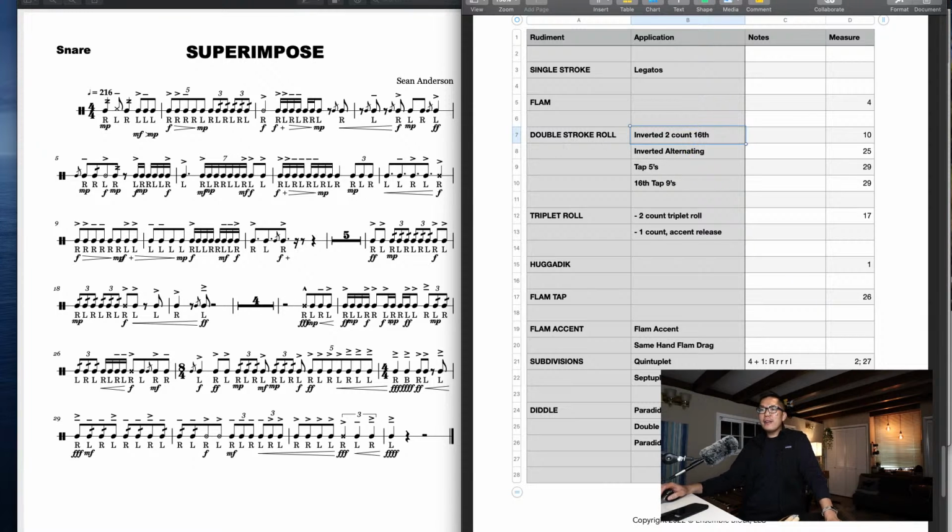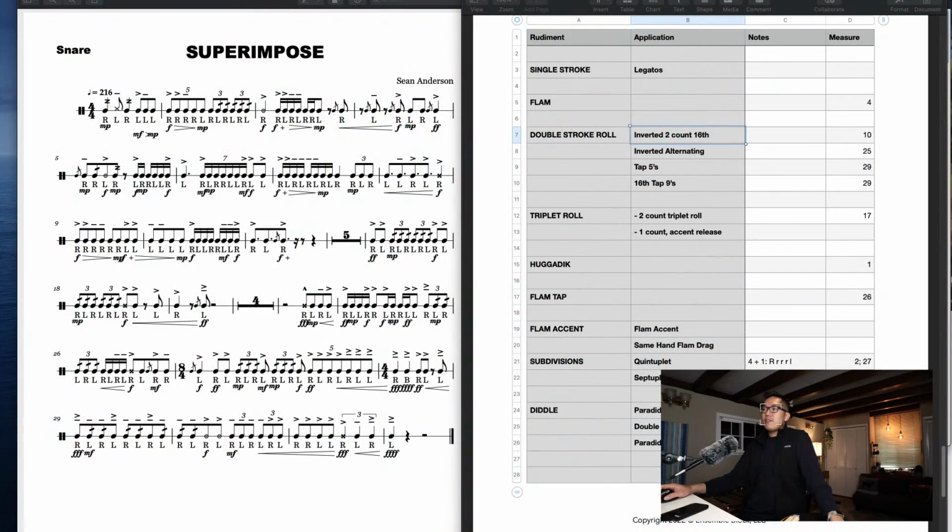So in my mind, what I'm thinking is there's the theoretical rudiment that you learn, but there's also a gap between the actual rudiment and the application of it in a performance or etude context, right? So I want to bridge that gap, and so what I've done here is I've listed out the specific item that's being played. So for example, 16th tap nines. Well, let's do this first one. Inverted 2-count 16th rolls, and that's in measure 10.